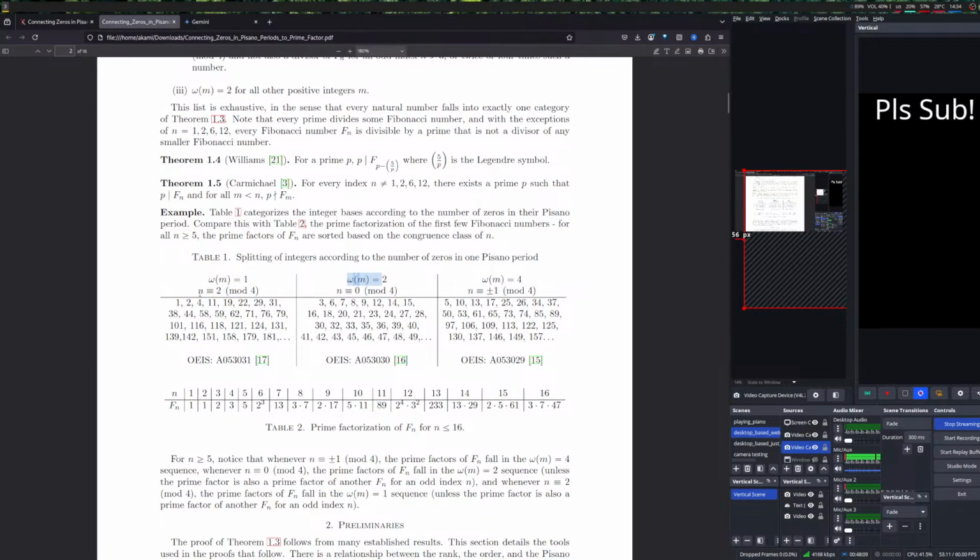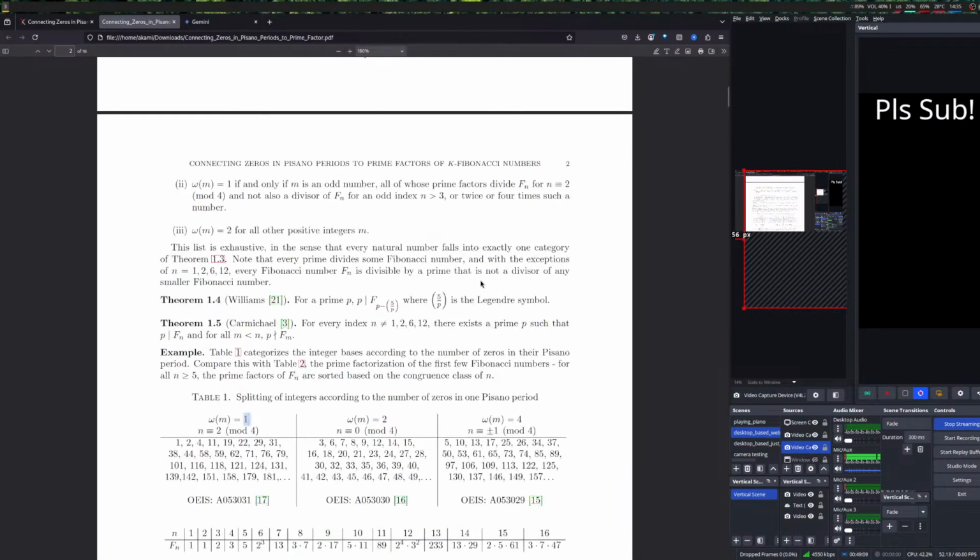And it seems to be that if we're talking if n is 2 mod 4. So I think, for example, let's see here. For m equals 14. No, that doesn't. That's wrong. 14's not there. N is congruent to 2 mod 4. How is 4 congruent to 2 mod 4? I'm confused about something here. That doesn't work. What's going on? Splitting integers according to number of zeros in one Pisano period. Yeah, okay, I'm failing to understand. But anyway, the order is divided into these 3 possibilities. It can be 1, 2, or 4. And yeah, that's what these 2 conjectures are about.